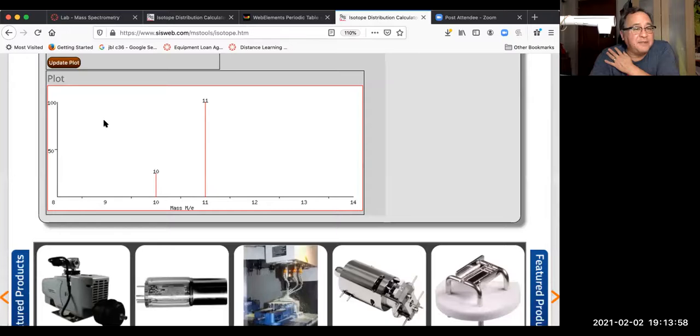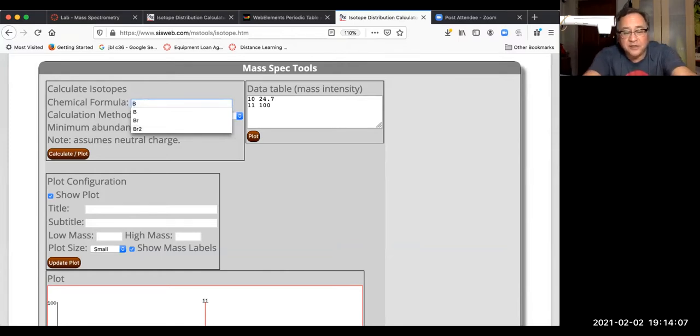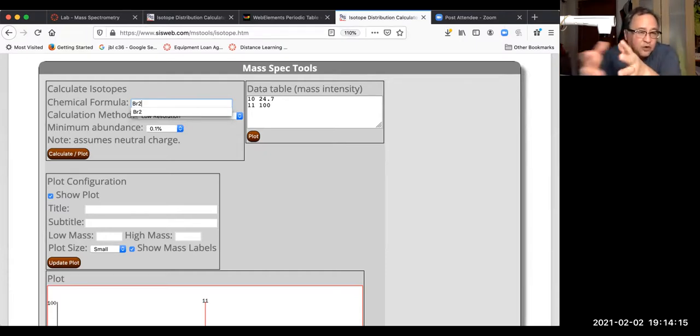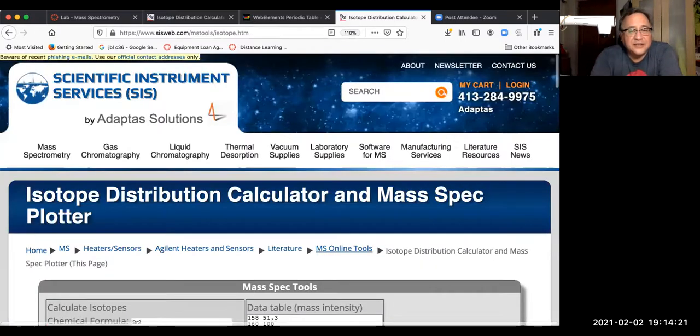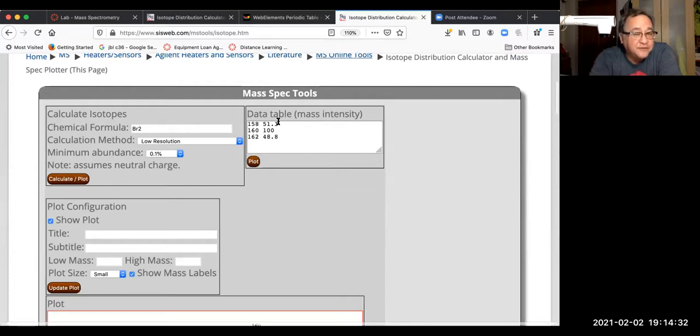And here I'm going to type in BR2. Oh, there it is. Notice when I type in BR2, it's uppercase B, lowercase r, and then the number 2. There's no way to do subscripts here, so you just write them as a normal character. I'm going to hit enter. And let's see. Sure enough, there's the 158. Sure enough, there's the 162. And sure enough, the 162 is a little shorter than the 158. But what do you see here in the data table that we did not predict?